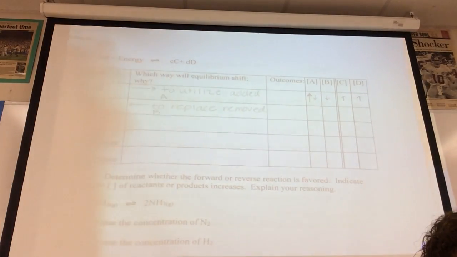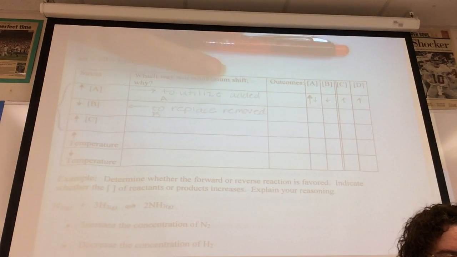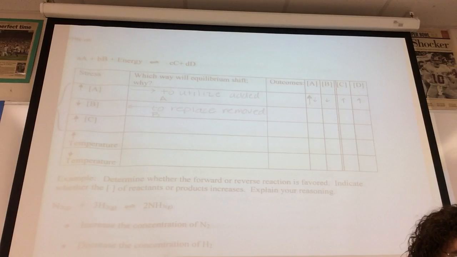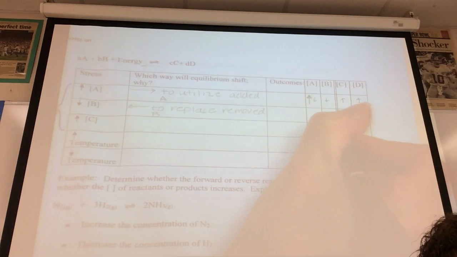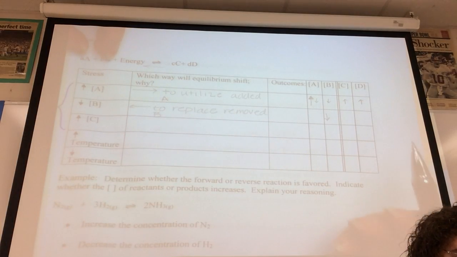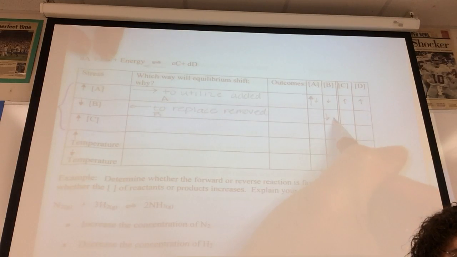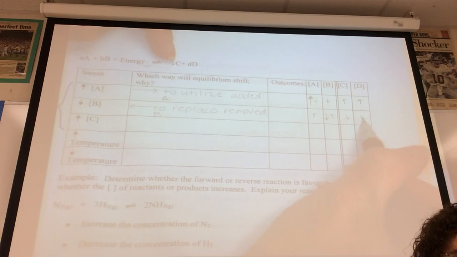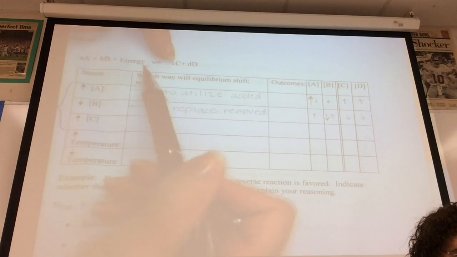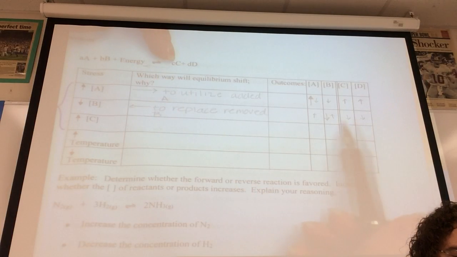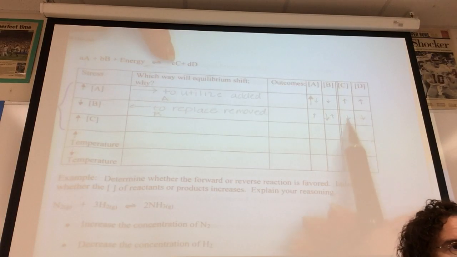Now, when we shift to the left or reverse direction, we initially decreased B. But when we shift to the left, what happens to the amount of A and B? They will increase because they're getting made, and C and D now will get consumed, so they will decrease. Whenever you shift forward, reactants will decrease, products will increase. Whenever you shift in the reverse direction, the reactants will increase, the products will decrease.